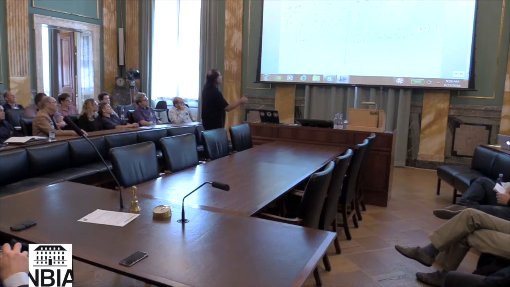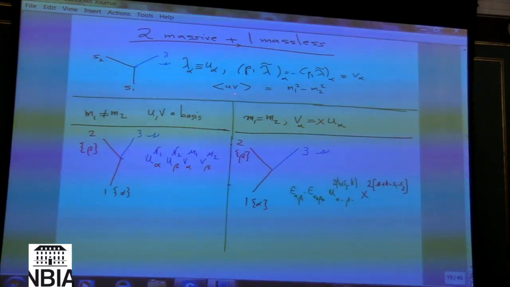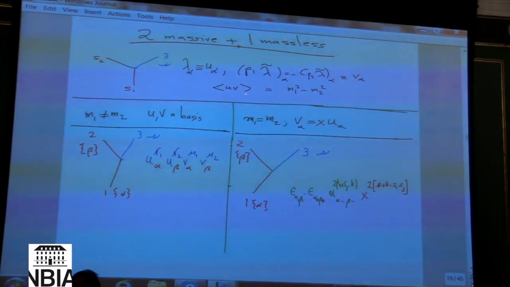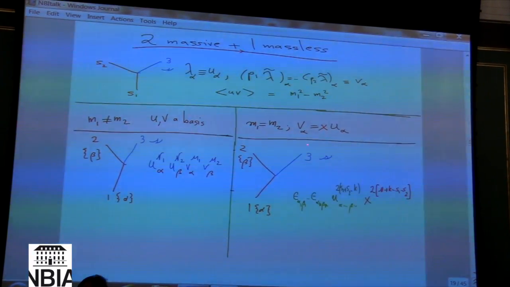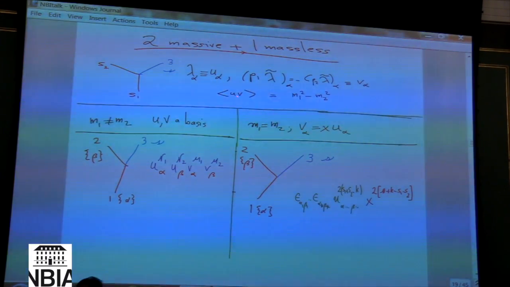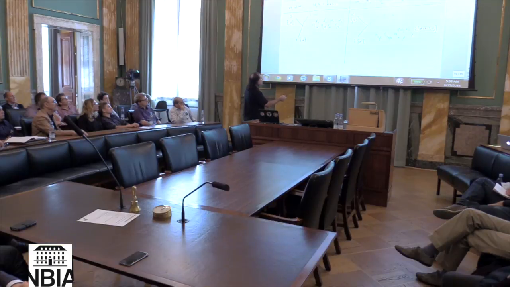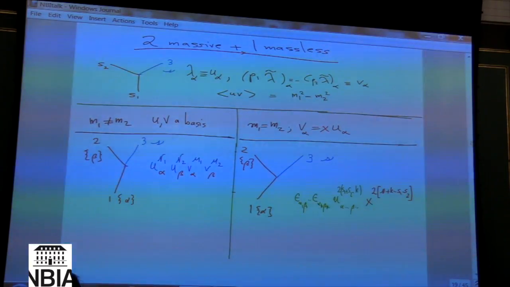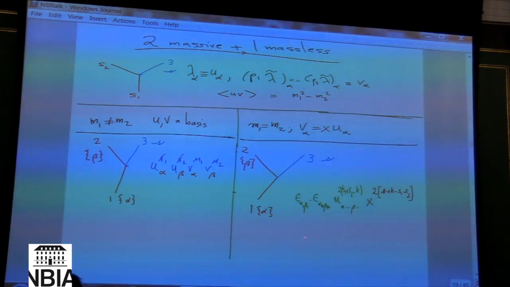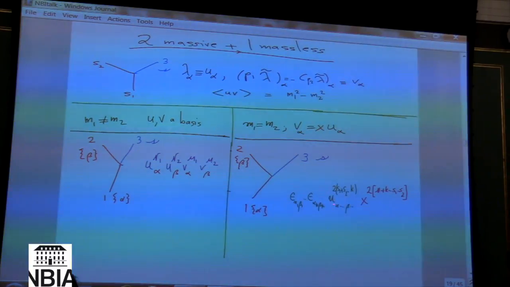The case where the 2 masses are equal is much more interesting because in that case, these guys are not a basis. V is parallel to u. So I only have one 2-dimensional vector, lambda, but I have this constant of proportionality between the 2 of them, which is also an invariant of the problem. And so once again, all I can have, if I have this general situation, is some number of powers of x, some number of epsilon tensors between alpha and beta, and some number of products of these u's.